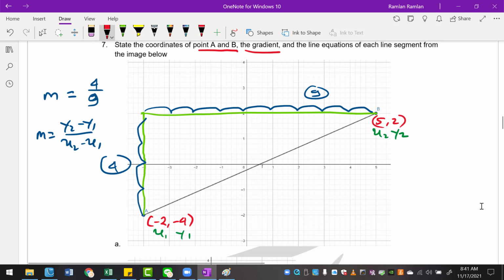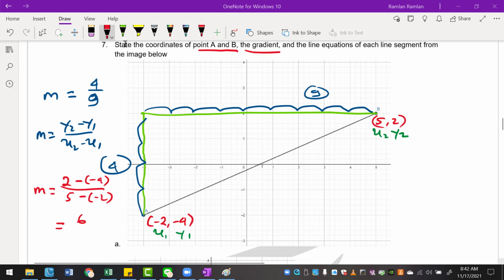into the formula. So we will get m is equal to y2, which is 2, and y1 is minus 4, right? And then x2 is 5 and x1 is minus 2. Right, so I get all of the numbers from these two points. Okay, so I'll get 2 minus 4 is 6. 5 minus 2 is equal to, wait.